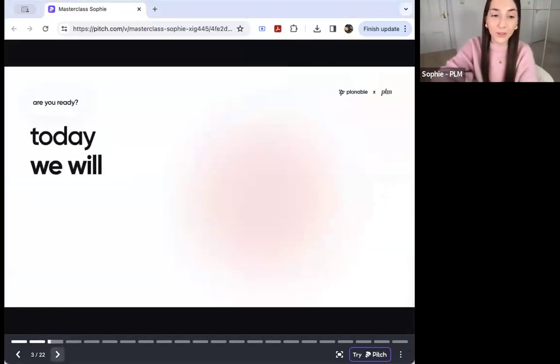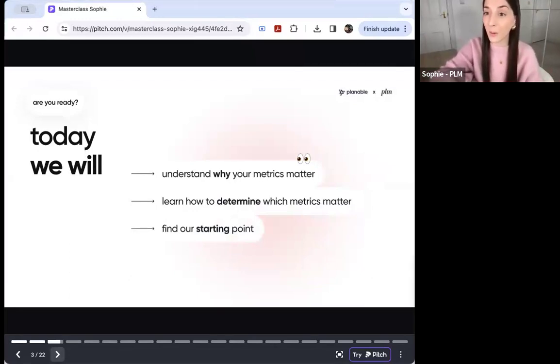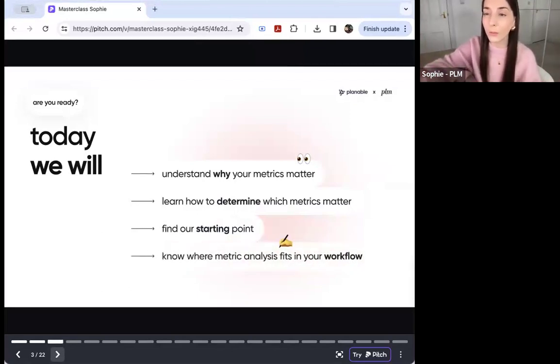And today, of course, I'm joining forces with Noah and the incredible Planable team to help you understand why your metrics matter. We're going to talk and hopefully learn together how to determine which of those metrics matter, because of course there are many. We're going to find our starting point, which I often find is the hardest part, and equally the difficult part of incorporating that into your day-to-day.